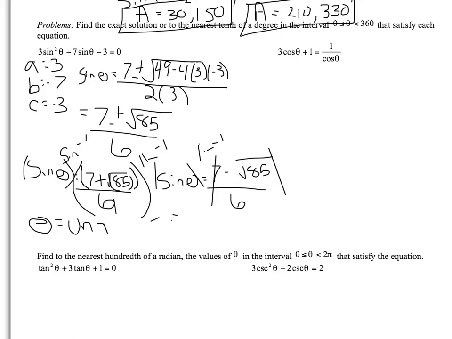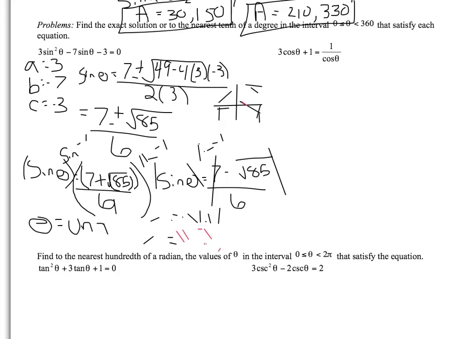Same types of parentheses as last time. You will get an answer this time. I got around negative 21.71. So, we graph negative 21.71. That's in quadrant 4. The positive side of that is 360 minus 21.71, so 338.29, or 338.3 if I'm rounding to the nearest tenth.